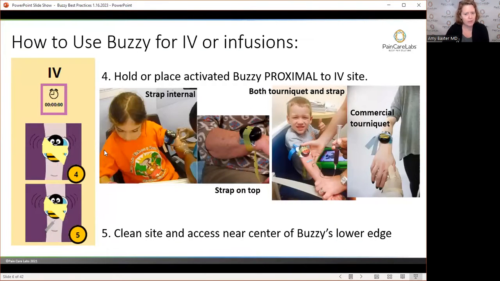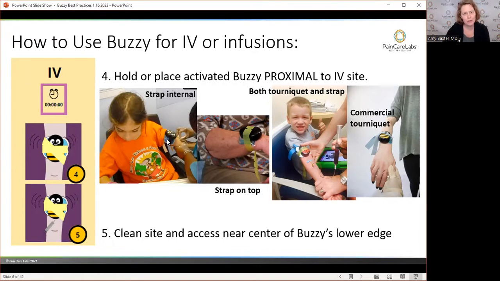Now, here's how you use Buzzy for IVs or infusions. First important thing is you don't need to wait any time, because it's a superficial procedure compared to the IM. And even though you've got warm blood flowing toward Buzzy, because Buzzy's proximal to the procedure, you won't get vasoconstriction when it's flowing toward it. But if you do put Buzzy directly on the site, then you can get vasoconstriction. So instead, we don't recommend leaving Buzzy on for any period of time. Instead, just hold or place activated Buzzy proximal to the IV site.